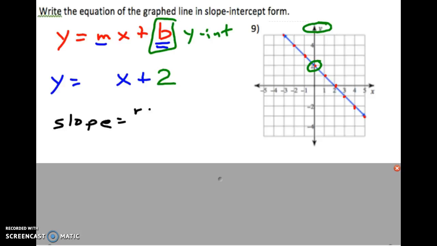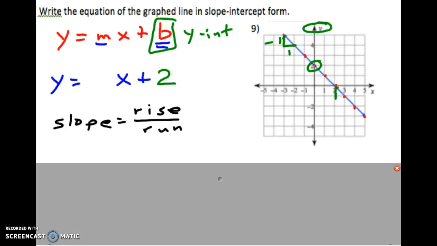Slope, as a reminder, is the rise over run. So we want to know how much we're going up or down versus how much we're going over. The reason you want multiple points is you can start at one point and you want to see what you have to do to get to another one. In this case, we're going down one and to the right one. Doesn't matter where we're doing it.